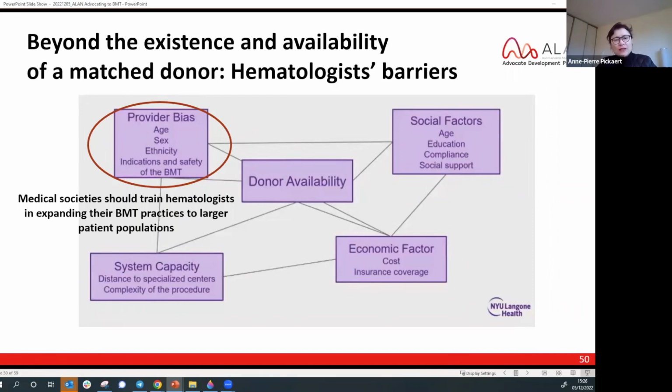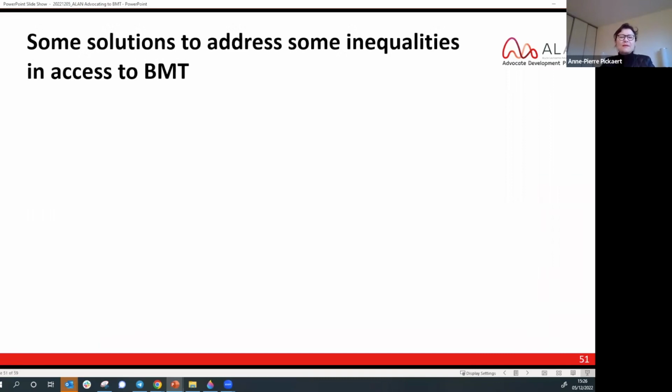So we really have to make sure medical societies train hematologists in expanding their practices, considering different age ranges, obviously according to guidelines. But hematologists, like anyone, you do what you're best at, what you're good at. You may not want to venture into using different protocols and different conditioning regimens, because you want to include a new patient population in your practice. So these are challenges.